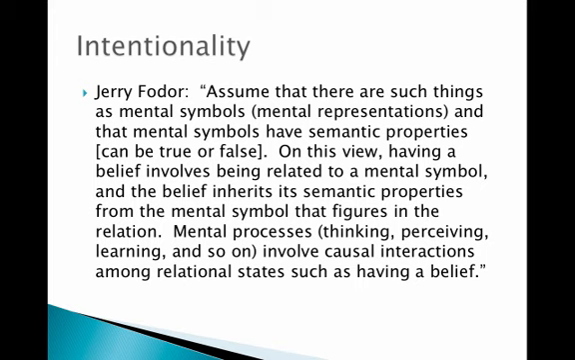Well, Fodor writes again, assume that there are such things as mental symbols, mental representations, and that mental symbols have semantic properties. That is, they can be true or false. On this view, having a belief involves being related to a mental symbol, and the belief inherits its semantic properties from the mental symbol that figures in the relation. Mental processes, like thinking, perceiving, learning, and so on, involve causal interactions among relational states, such as having a belief.